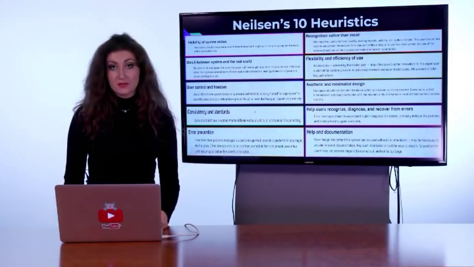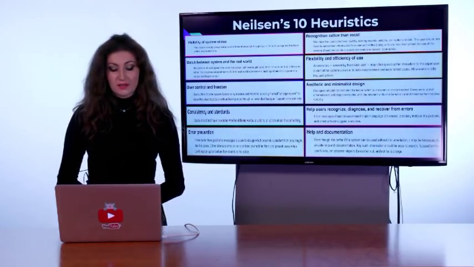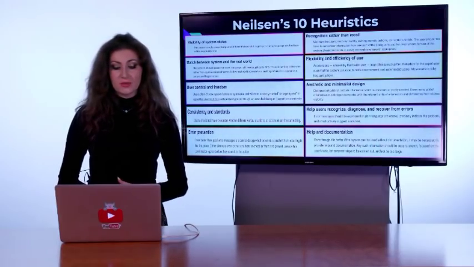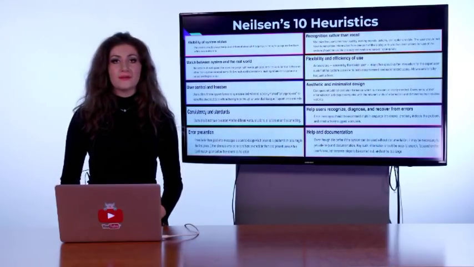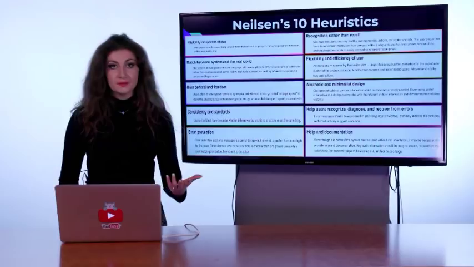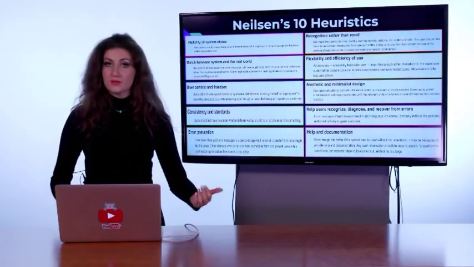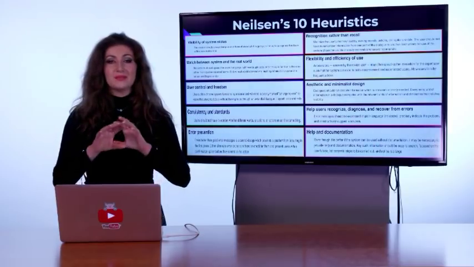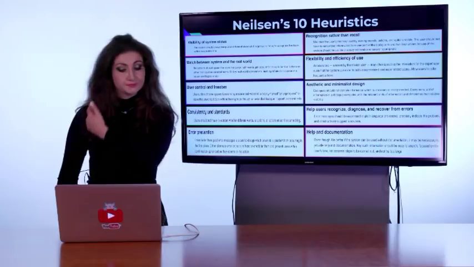Consistency and standards is another commonly violated one. Users should not have to wonder whether different words, situations, or actions mean the same thing. So if you have an icon that means mute, for example, on an interface, don't have another icon that also means mute. So you want to keep things consistent throughout the app, not only throughout the screen.